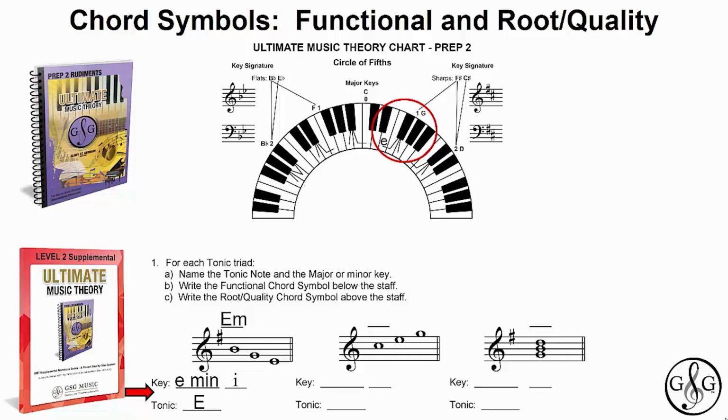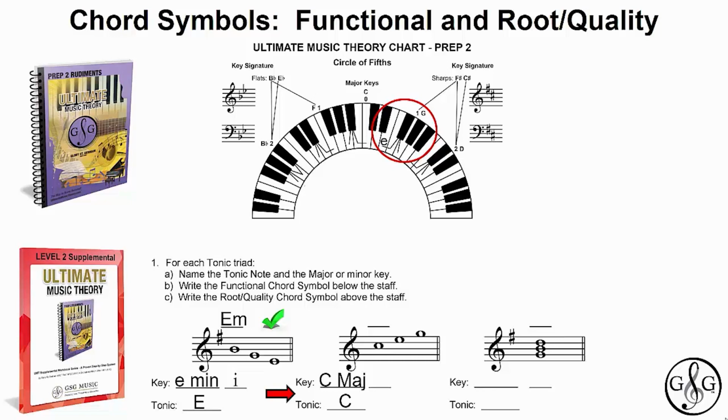Name the tonic note and the major or minor key. The tonic note here, the lowest note, is C. Oh yes, check, we got that one right. So now we're going to put in our tonic note C. We look at our circle of fifths, and when we have C as our tonic, our key is C major.